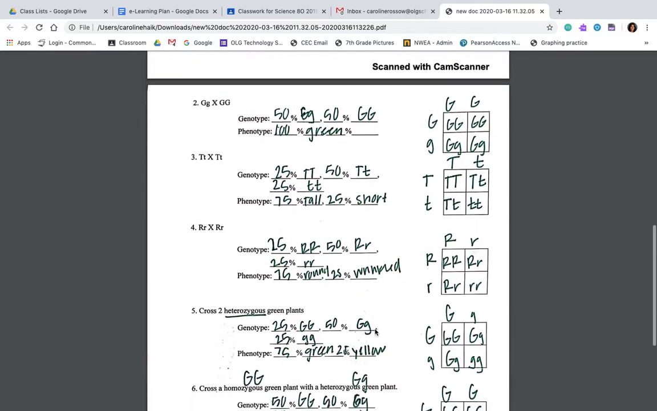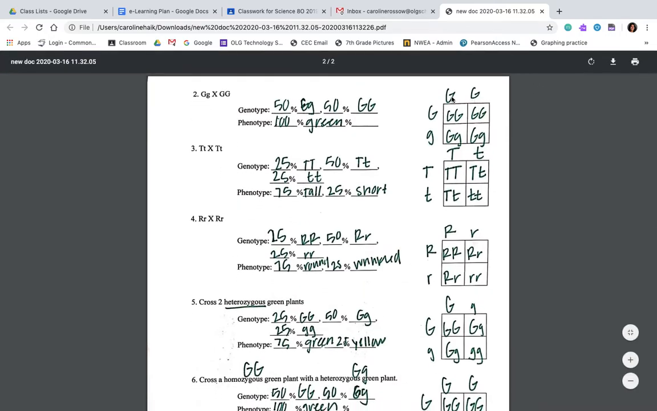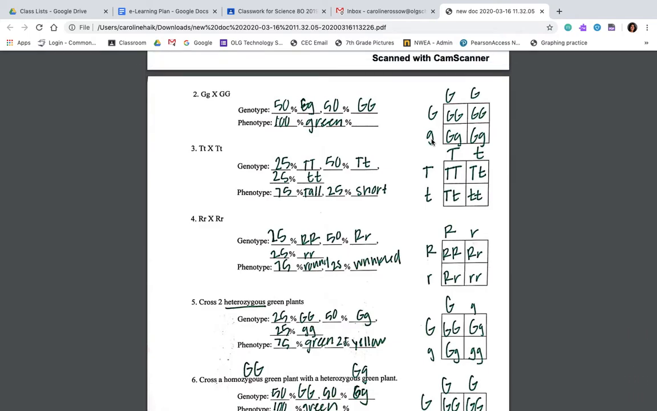So as we go down here, again, a parent here and a parent here. And it doesn't matter which parent you do on the top or the side, but when you are filling it out in the middle, you will need to put the capital first. Okay, let's take a look at 3, because there's a lot of options for 3.